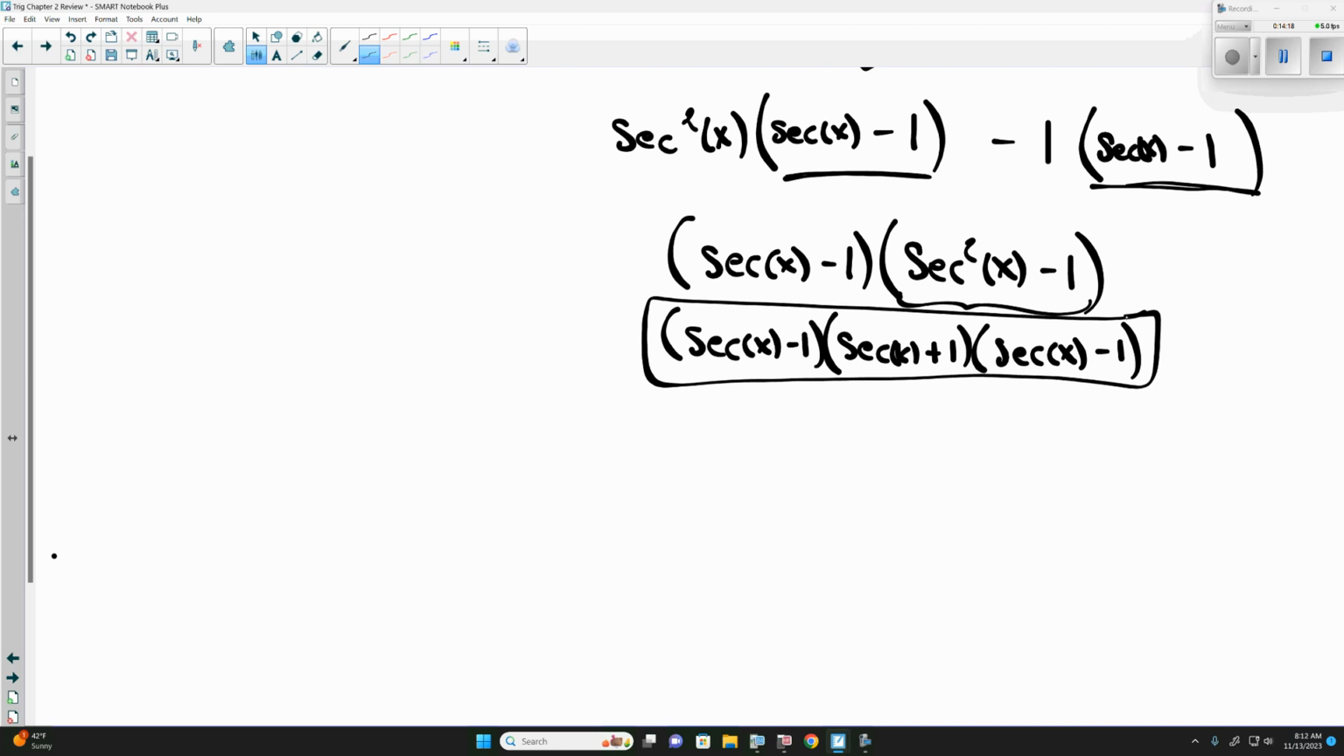So that whole thing factors to secant of x minus 1 times secant of x plus 1 times secant of x minus 1. Or if we wanted to write it a little bit simpler, we could have said secant of x plus 1 times secant of x minus 1 squared, because there's 2 of them.